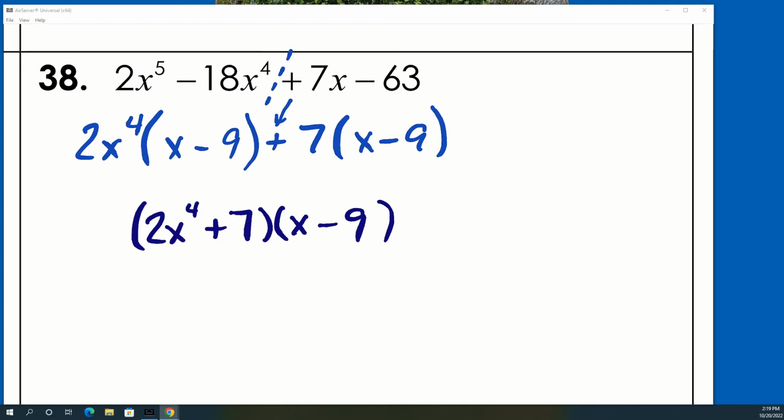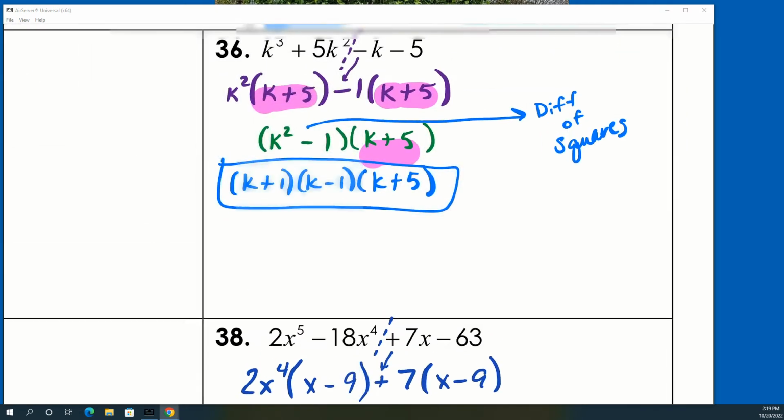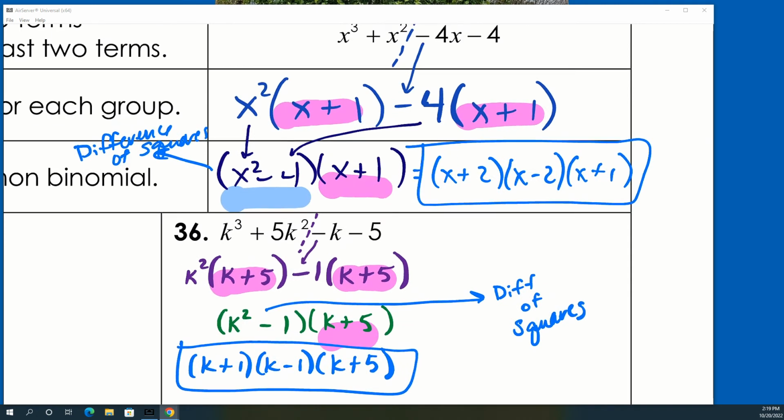All right, now we're going to go back. So when you get done with this one, just flip over the page. Which one? Okay.